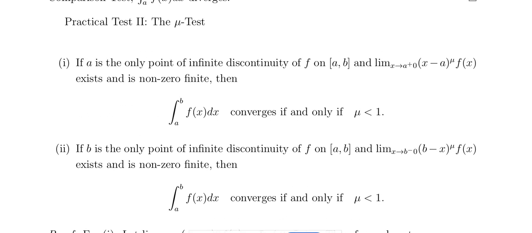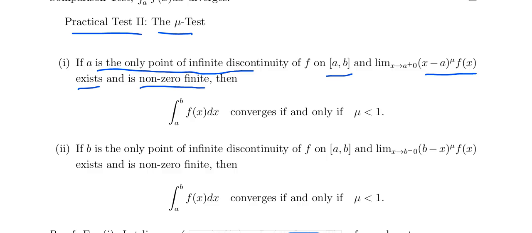This is another test, called practical test 2, the mu test, as they say. If a is the only point of discontinuity of f on [a, b], then the limit as x tends to a plus 0 of (x minus a) to the power mu into f of x should exist, and if it is non-zero and finite, then the integral from a to b of f of x dx converges if and only if mu is less than 1.